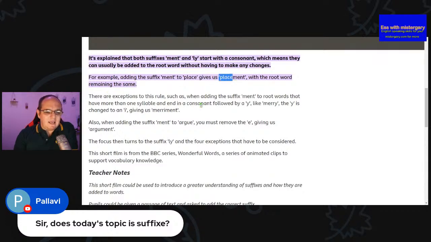Place, placement. There are some exceptions to the rule, such as when adding the suffix ment to root words that have more than one syllable and are a consonant followed by a Y, like merry. The Y is changed to I, giving us a very unusual word, merriment. You won't see many of those in ment noun suffixes. But when adding the suffix ment to argue, you must remove the E, giving us argument. So no E in argument there.